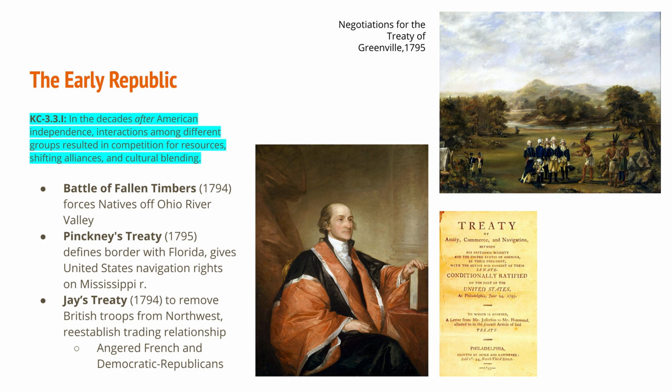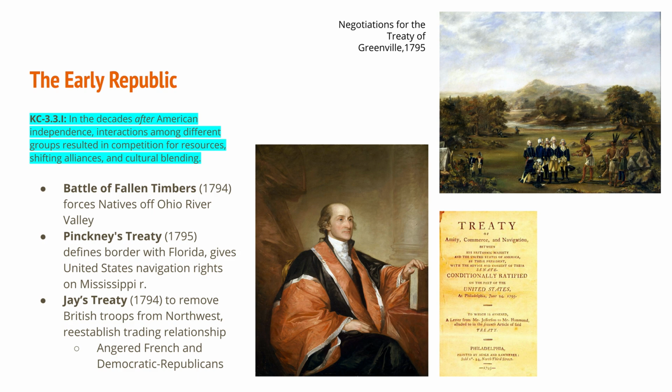And then finally, Jay's Treaty was with the British, and it was supposed to tie up some loose ends from the Revolution. They wanted to remove the British troops who were still stationed out in the Northwest and to reestablish their trade relationship. The treaty was mostly written by Alexander Hamilton, and John Jay, who was the first Supreme Court Chief Justice, had been sent out to negotiate it.